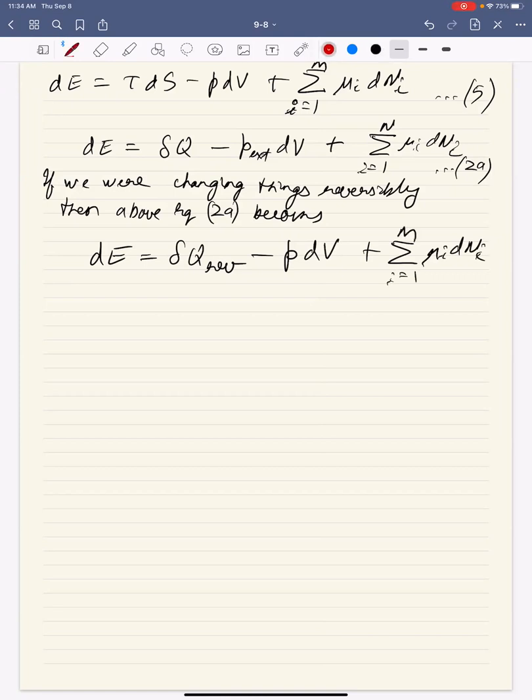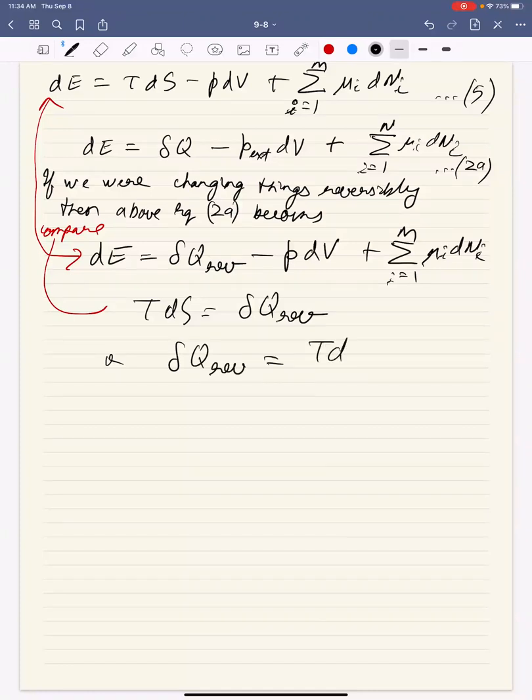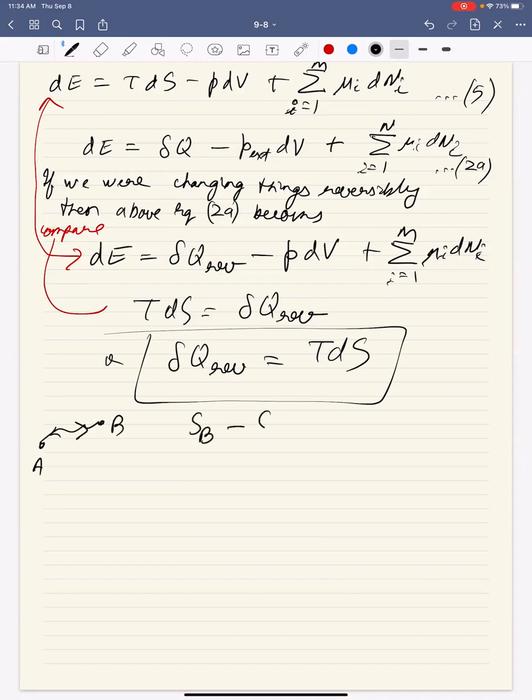So if now I compare these two, what do I get? I get TdS is equal to delta Q reversible. I'm going to write it the other way. Delta Q reversible is equal to TdS. That is the first time that we have expressed the change in entropy as something which we could perhaps measure with an instrument, right? If we are taking a system from one state A to some state B, and if we are doing it reversibly, then the entropy difference between state B minus state A can be calculated by the integral of delta Q reversible divided by T going from A to B.